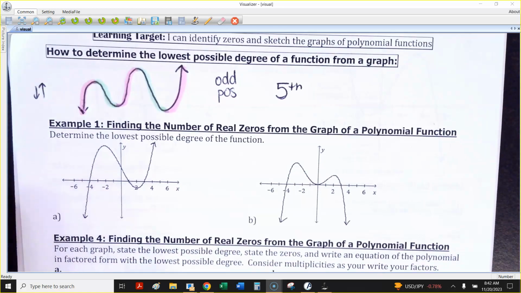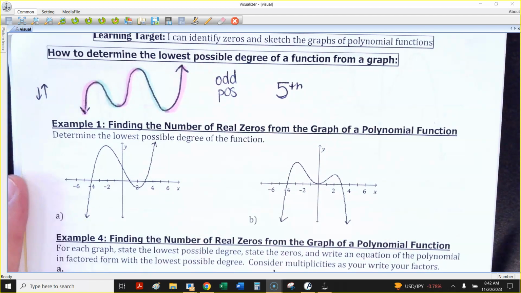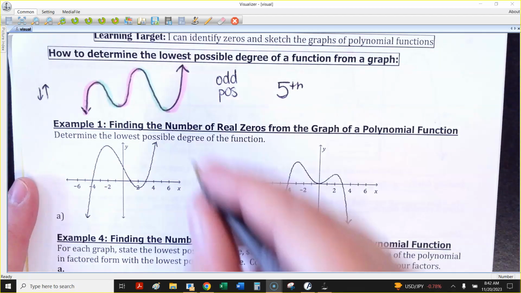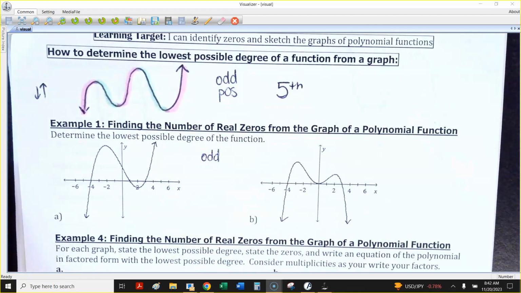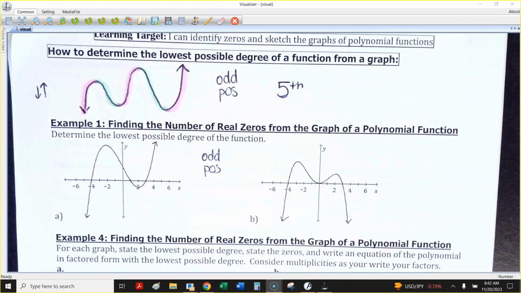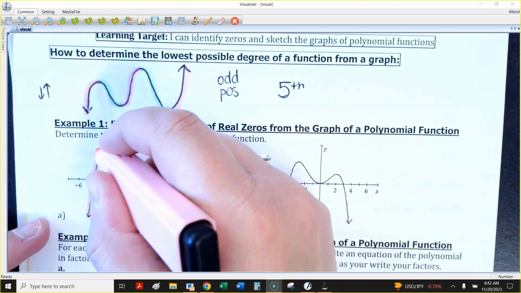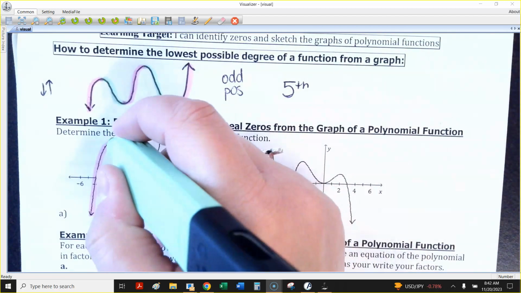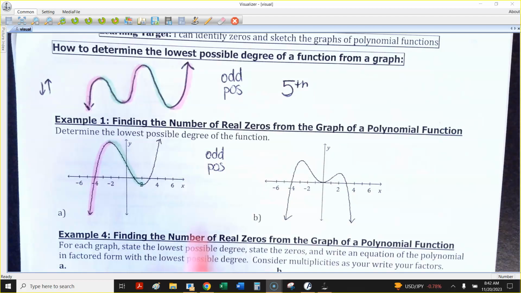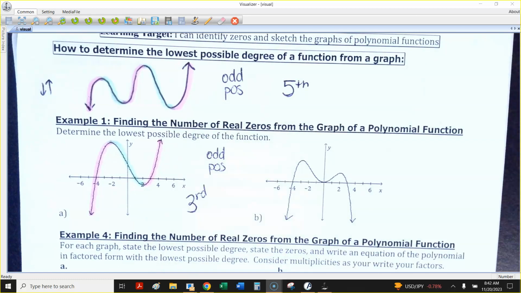It says determine the lowest possible degree. Let me just ask you real quick though, is this one odd or even? Odd, because we have opposite directions. Is it positive or negative? Positive. If it goes up on the far right, it's automatically positive. Now, lowest possible degree. You don't have to color these, I'm just going to color them so you can see. Here I'm increasing. Then I get to the top, I turn, and then I'm decreasing, and then I am increasing. So we're going up, down, up. So it's 1, 2, 3. The lowest possible degree here would be third, or 3. You could just write a 3.